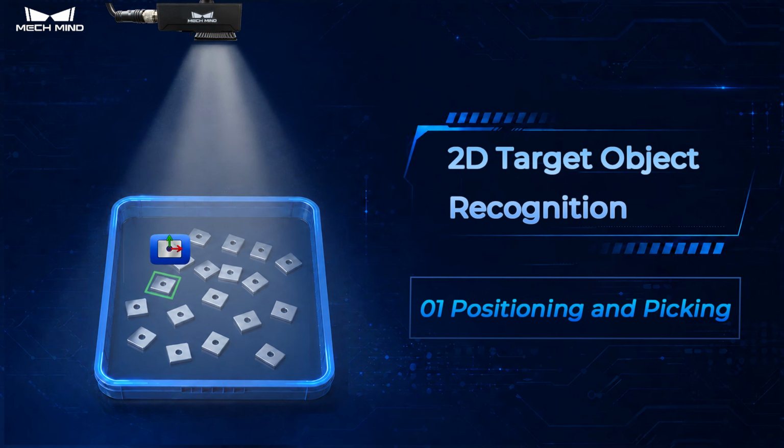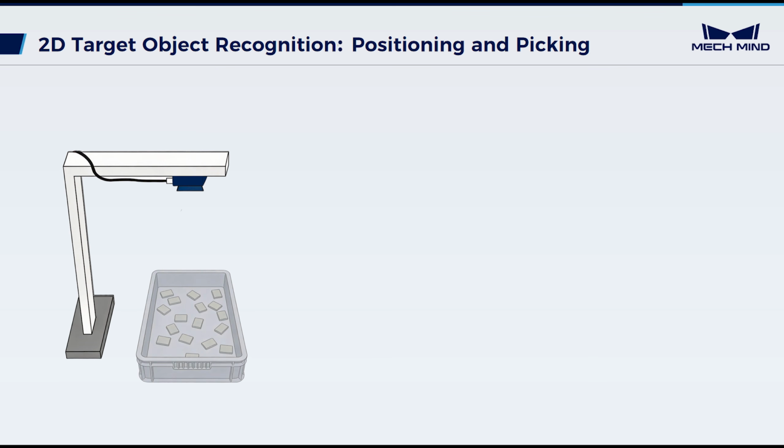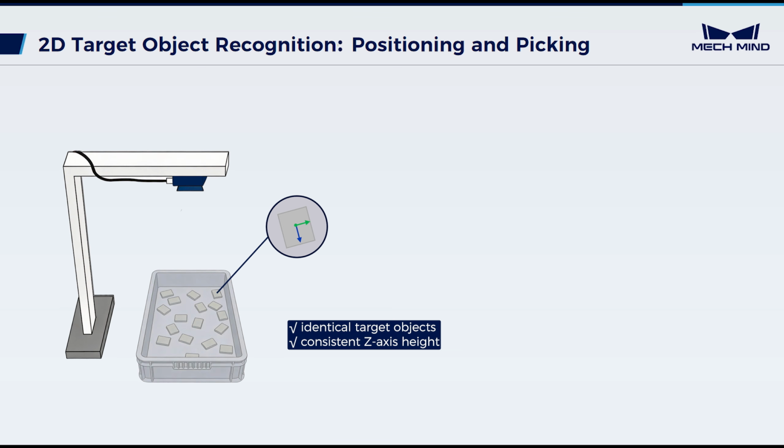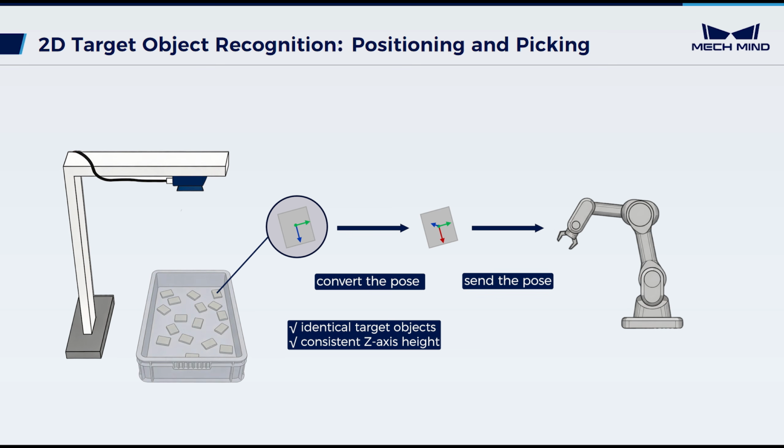This video introduces one of the main features of 2D target object recognition, namely positioning and picking, and explains how to configure relevant parameters using the 2D target object recognition tool. In positioning and picking scenarios, when the z-axis height of identical target objects is consistent, 2D target object recognition allows a 2D camera to recognize the pose of objects on the XOY plane. Then, it converts the 2D pose into a 3D pose to guide the robot in picking the object.